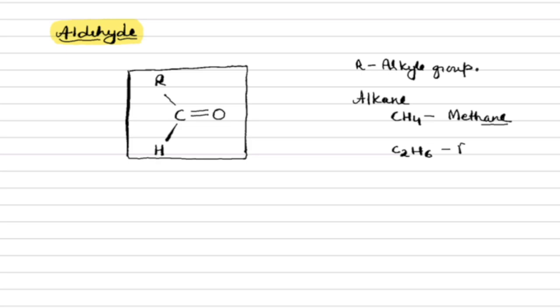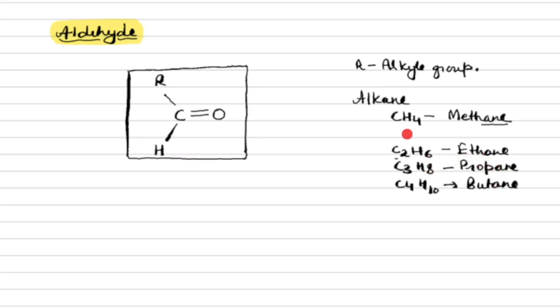C2H6, this is your ethane. C3H8, that is your propane. Prop means three, right? So meth is one carbon, eth is two carbon, prop is three carbon, and C4H10 is butane, four carbons. Yeah. So this is the generic alkane nomenclature.